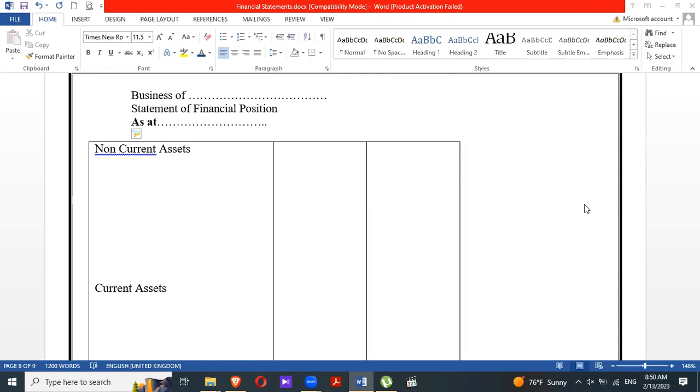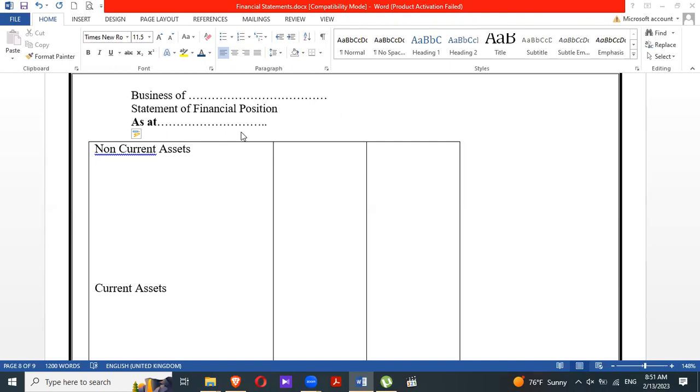Okay, we have to discuss the basic structure of the statement of financial position, right? This is the structure for the statement of financial position without adjustments. Without adjustments, we can prepare it like this. This is the basic structure. Normally we use a separate page to prepare this statement.